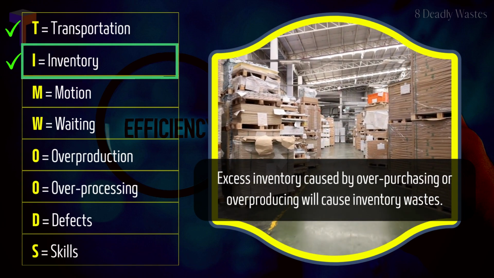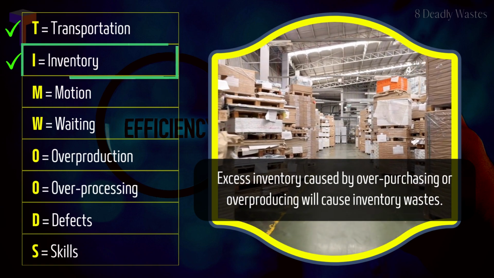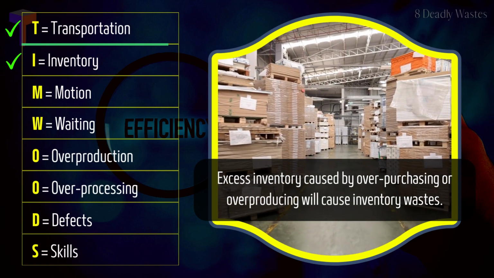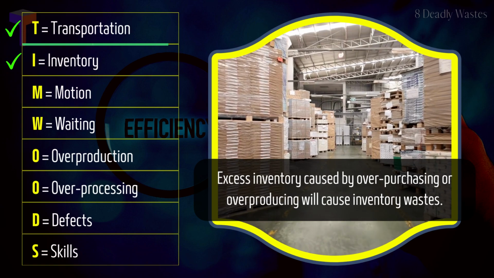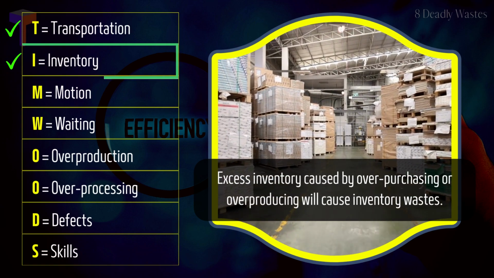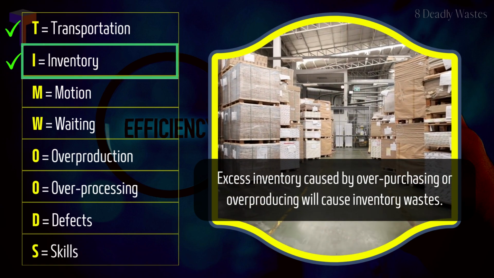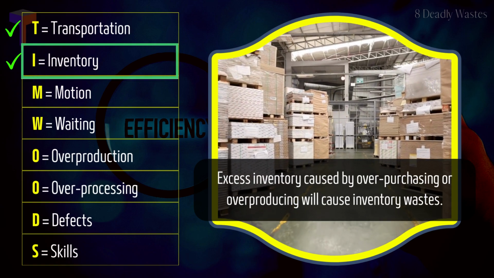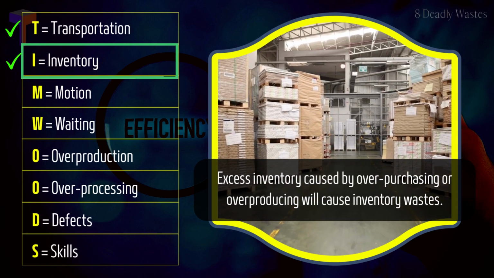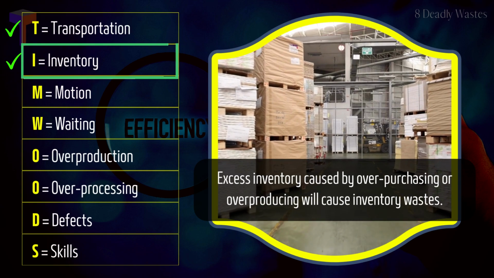Overstocking causes problems like defects, inefficient capital allocation, and storage costs. Excess inventory caused by overpurchasing or overproducing will cause inventory wastes. Did you know that data entry piling up is also a good example of inventory waste?